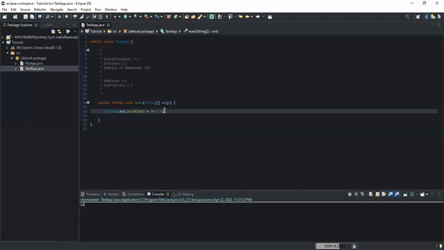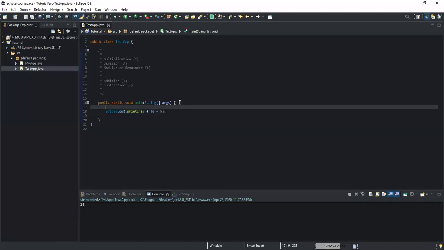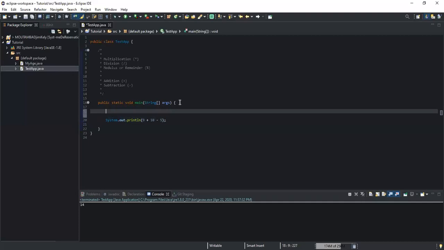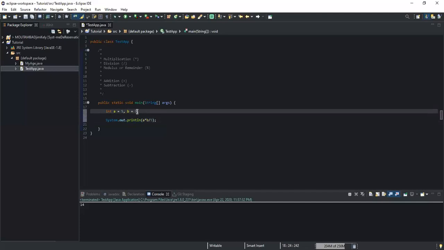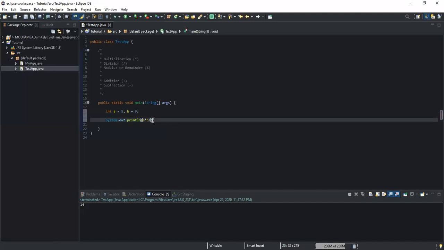For example, if I had an expression here and I said integer a, for example, and initialize it by giving it the value of 5, and b, I give it the value of 9, for example, and in my System.out.println here, I say that I want to have an expression that says a times b divided by 2.